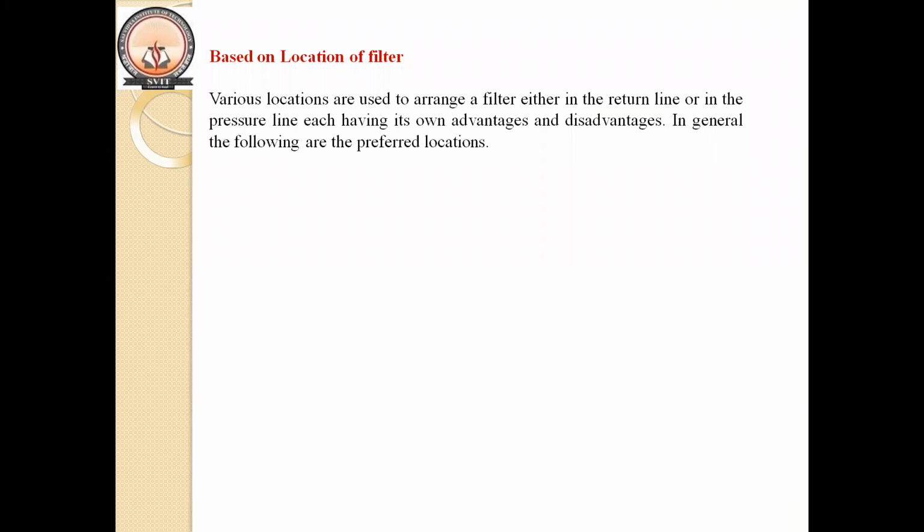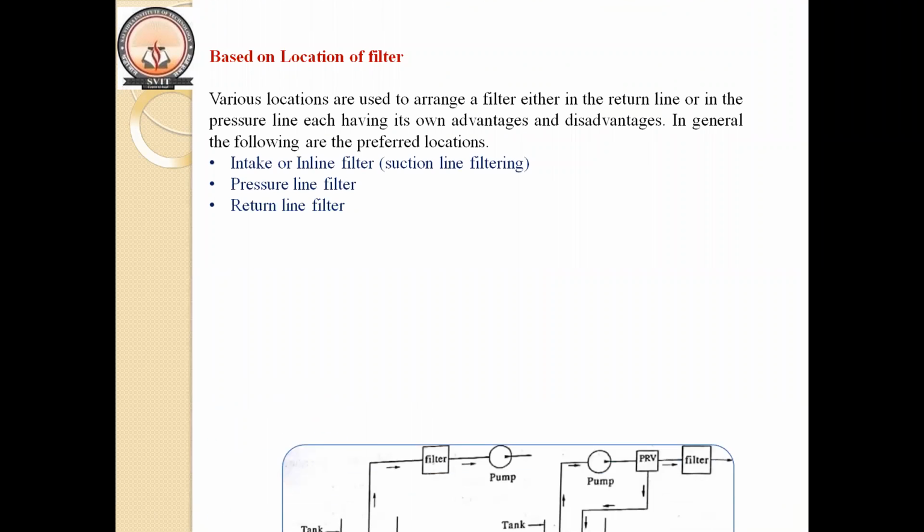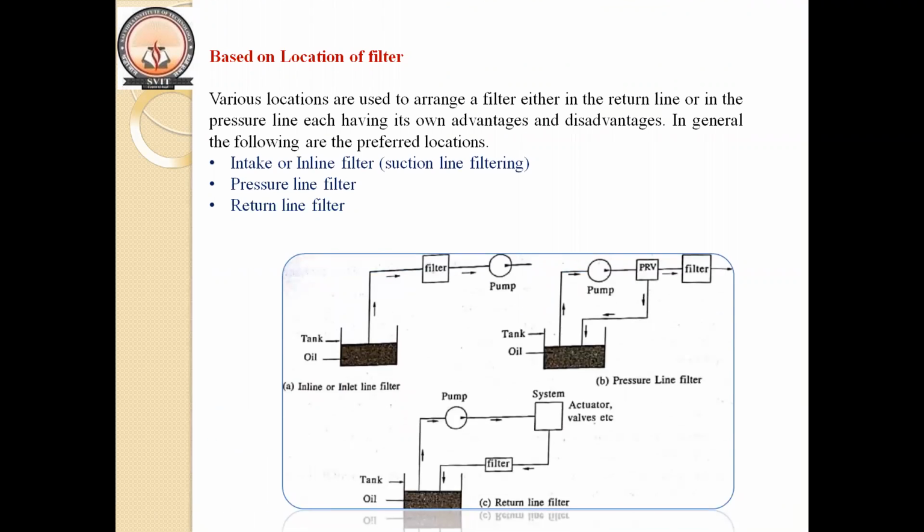And the last classification is based on the location of filter. Based on location of filter, the filters are again classified into three types. The first one is the intake or inline filter, also called a suction strainer. The second type is the pressure line filter, and the third type is the return line filter. And you can see the diagram.